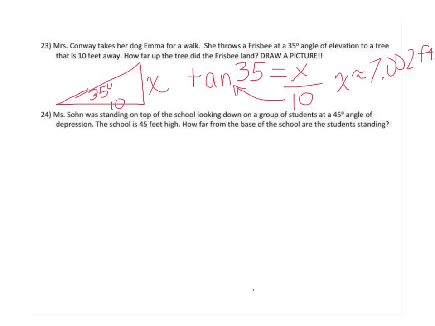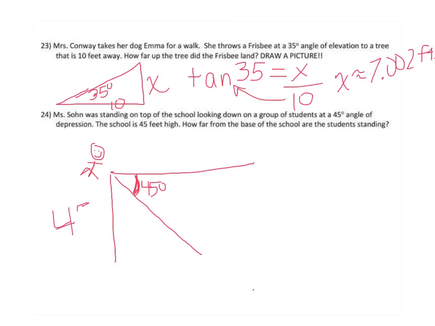Okay, angle of depression. Miss Sohn, here's my school building. Miss Sohn is standing up here. Okay, sorry, Miss Sohn, that's not a very good picture of you. And she's looking down on students at a 45 degree. Now here's the trick. This right here is my angle of depression. Okay, she's looking down at a 45 degree angle. She knows, or we know, that the school is 45 feet high.